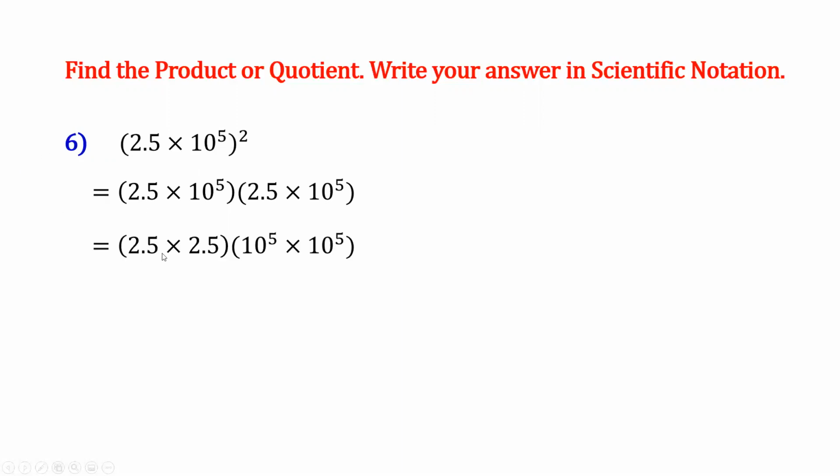I'm going to take my numbers and put them together, and I'm going to take my powers and put them together. 2.5 times 2.5 is 6.25. And 10 to the fifth times 10 to the fifth, I add the exponents. 5 plus 5 gives me 10.